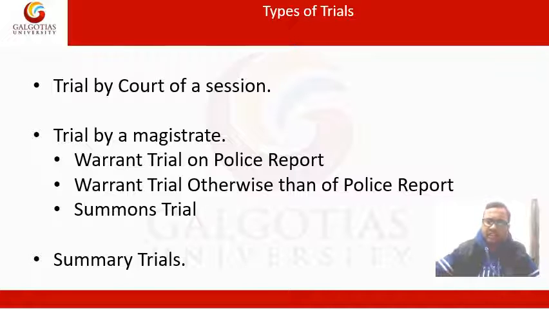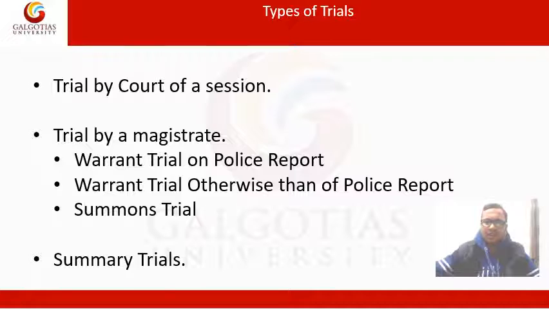What is a warrant case? Where the offense is punishable by more than 2 years. And this warrant trial is based on a police report. It means there was an FIR filed in this offense, which is punishable by more than 2 years. The police officer conducted an investigation, and on the basis of this investigation, the police officer submitted a police report. So, warrant trial on police report.